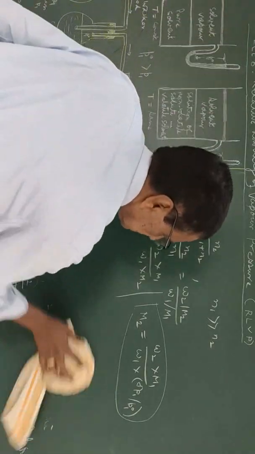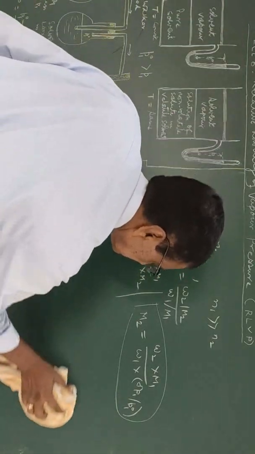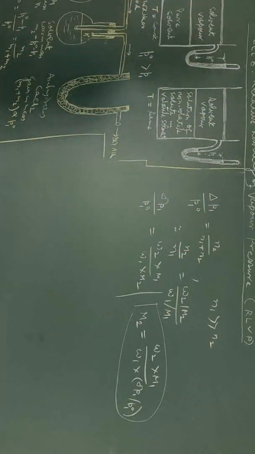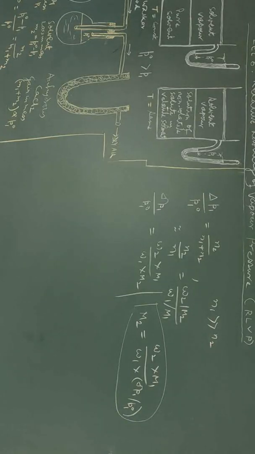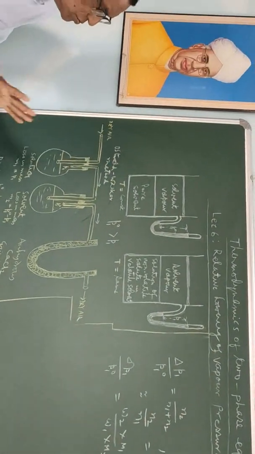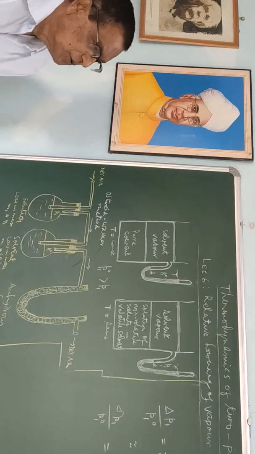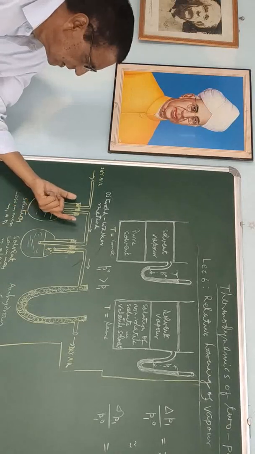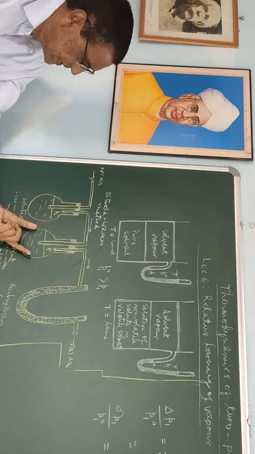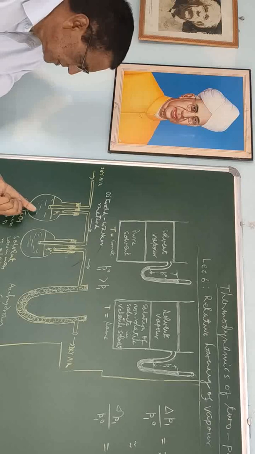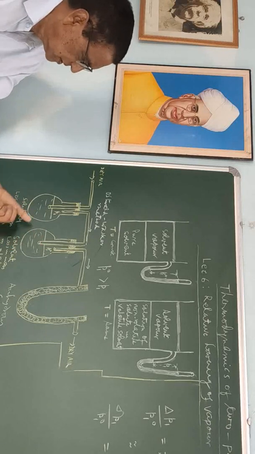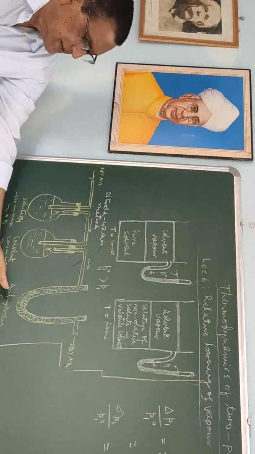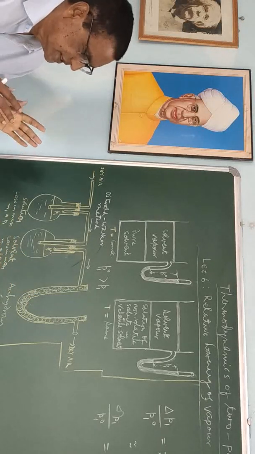Now I set one experiment, the Ostwald-Walker method, to determine the relative lowering of vapour pressure very accurately. Here one is a round bottom flask. Here is another round bottom flask. Here contains the solution. Here contains the solvent of the solution, and it is the U tube in which anhydrous calcium chloride is taken.